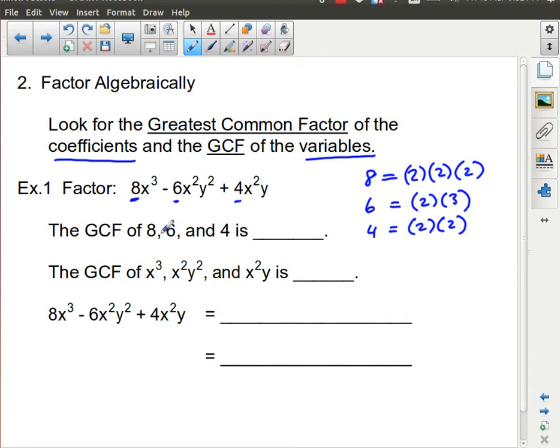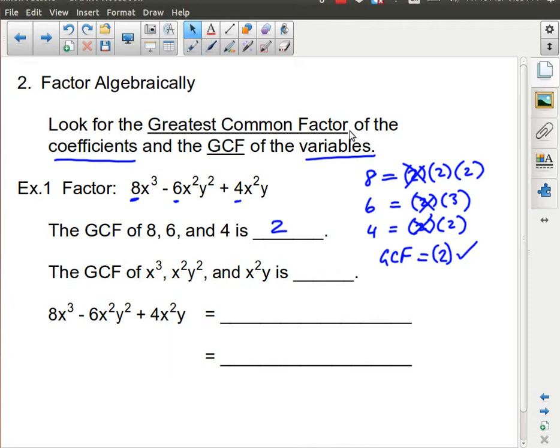And now that I have these, my greatest common factor is the factors that actually are in common with all of these. So the first thing I notice is I've got a 2 and a 2 and a 2. So I write a 2 here, and I can't use those 2's anymore. Now I take a look again. I've got a 2 and a 3. Even though I've got 2's in the 8 and the 4, I don't have a 2 here. So this is it. That's my greatest common factor. So between these, my greatest common factor is 2.